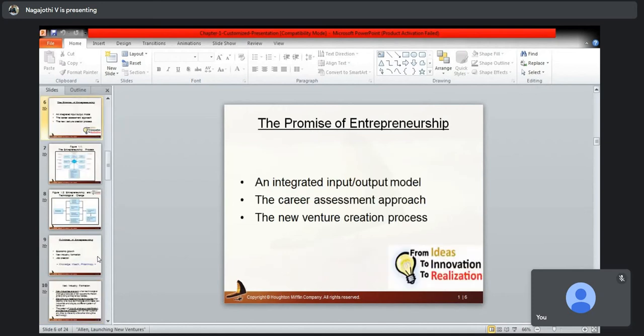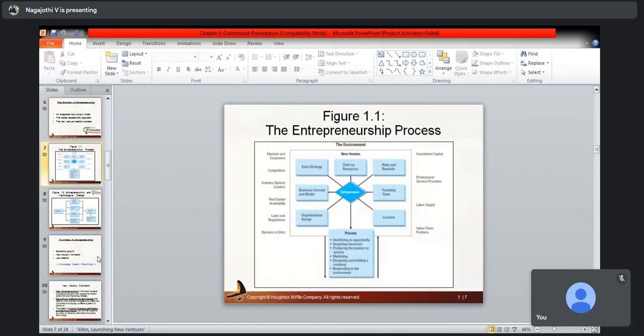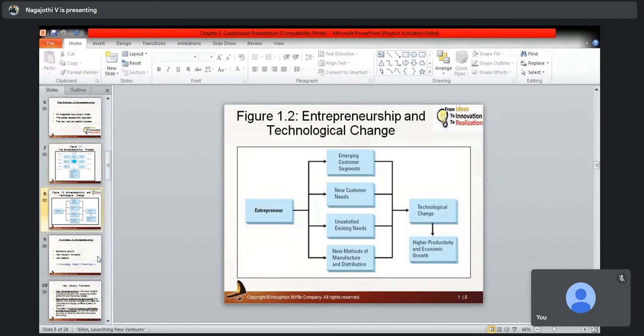And these are all the promises of entrepreneurship and the integrated input and output model, then the career assessment approach, the new venture creation process. Then we call this the entrepreneurship process. And if you see this entrepreneurship process, it is possible for you to see the different stages. These stages are there and different entrepreneurial talents are there, that I'll explain to you right now.